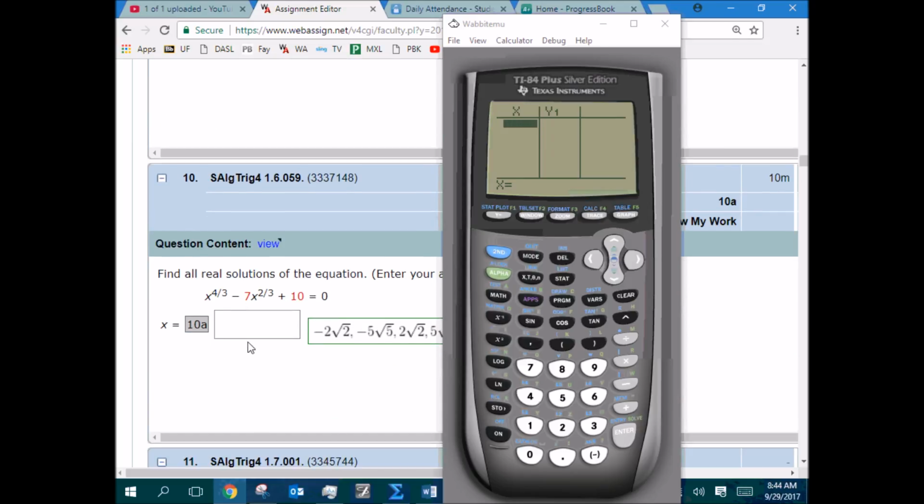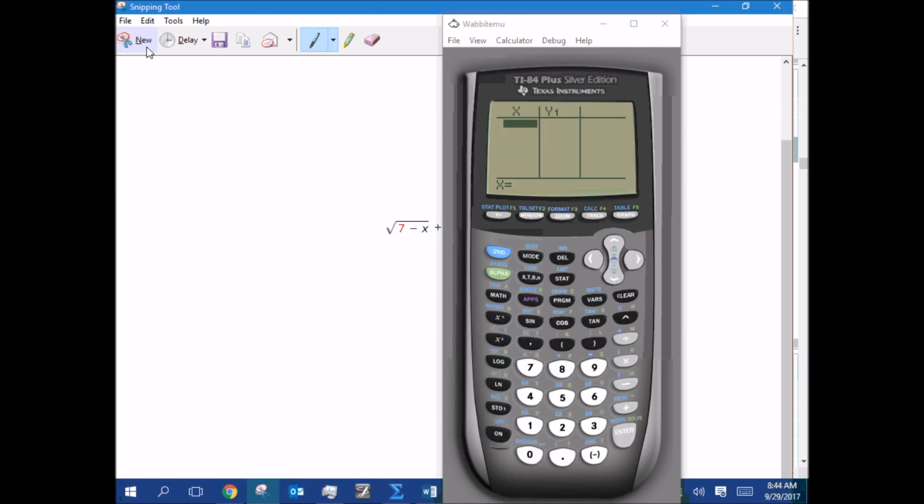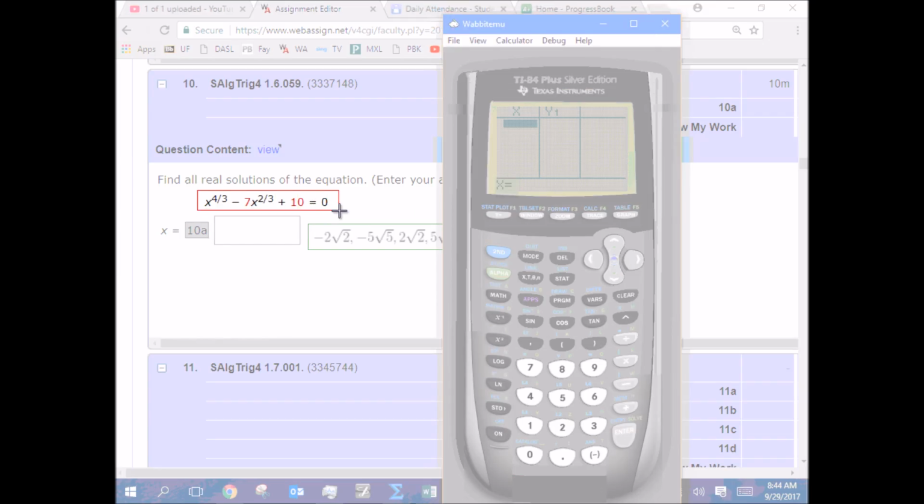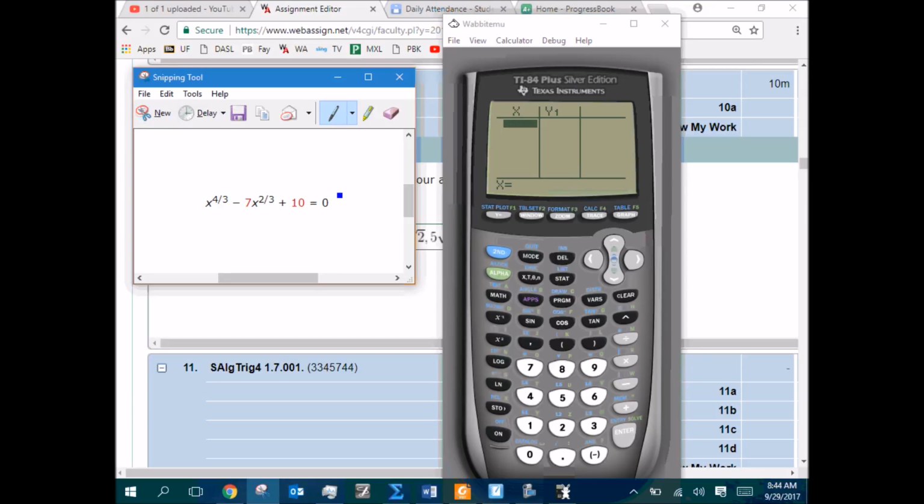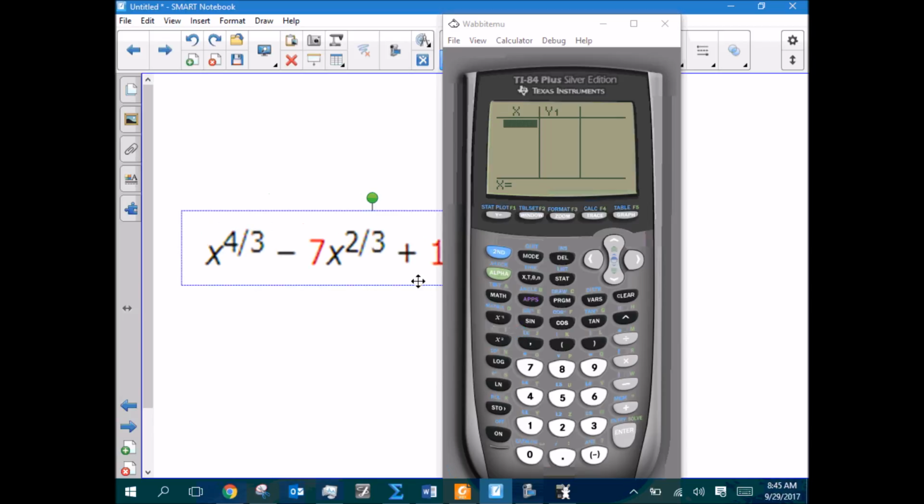Number 10, another good one. And we'll stop after this one. And we can ask more questions on Monday if you want to ask more questions on Monday.